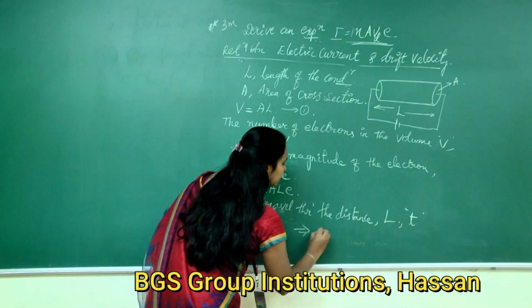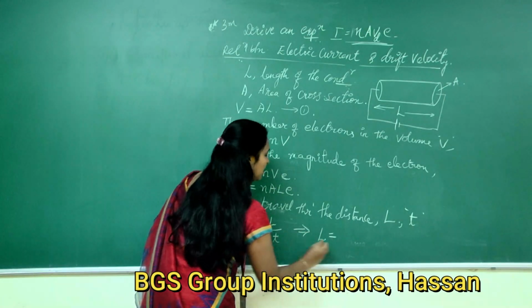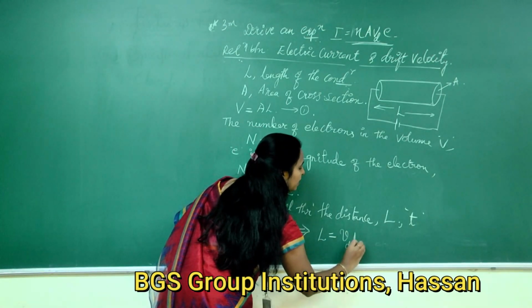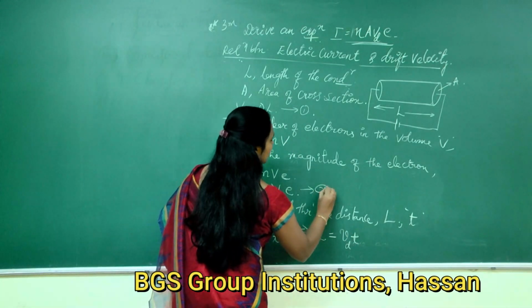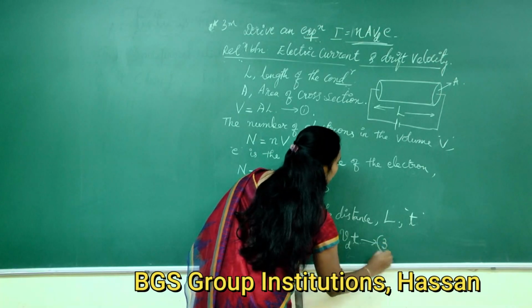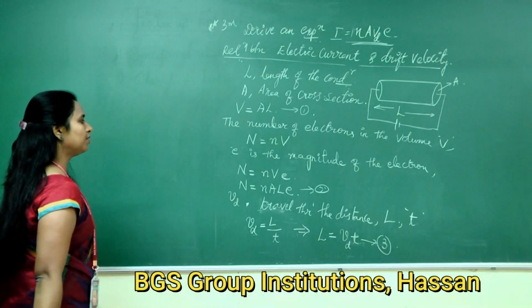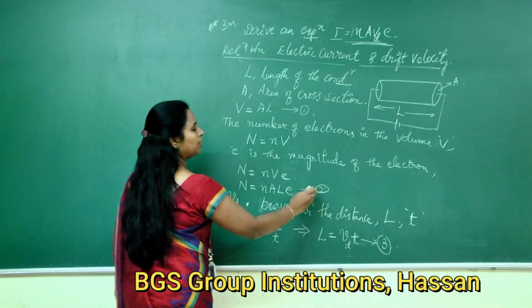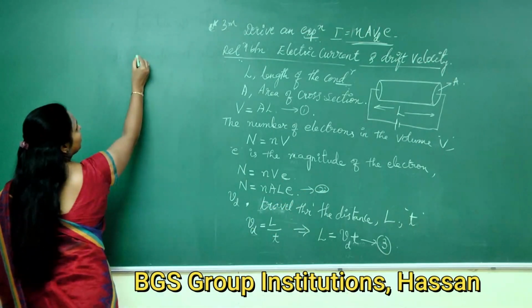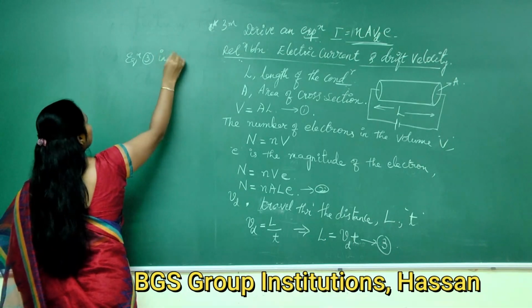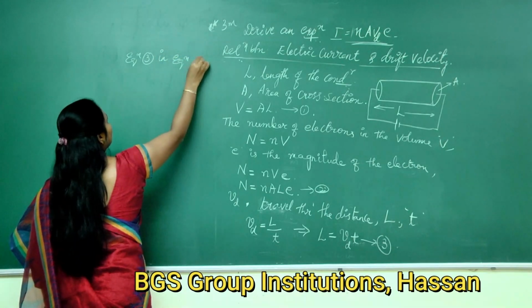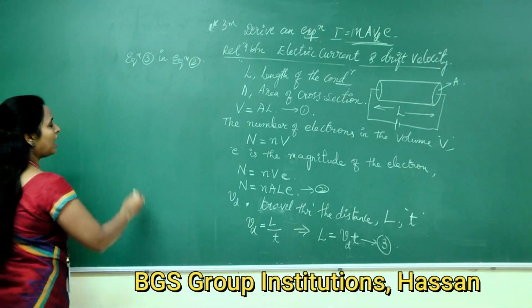Then I can write this expression as L is equal to vd into t, and call this equation number 3. Now substitute equation 3 in equation 2.